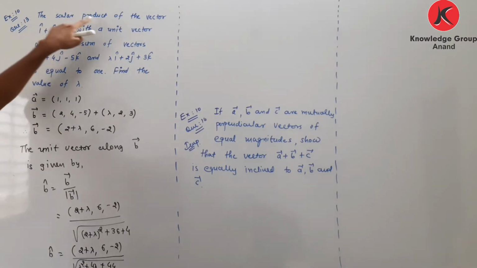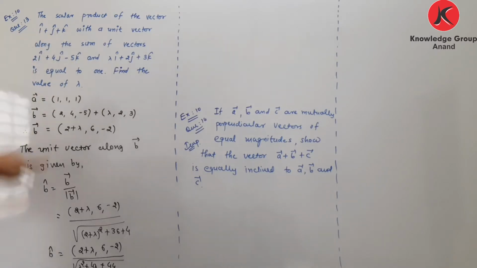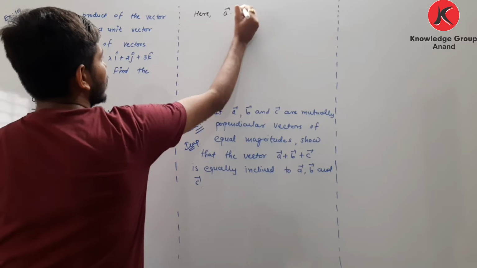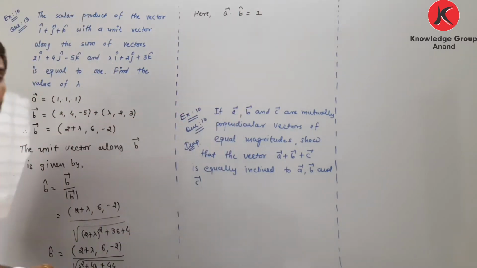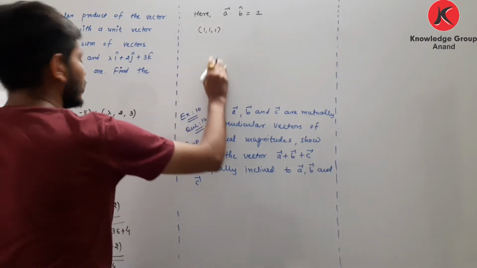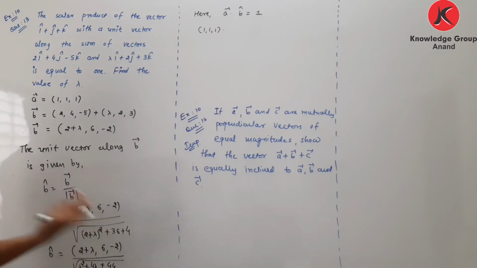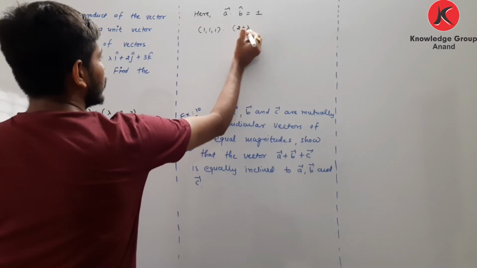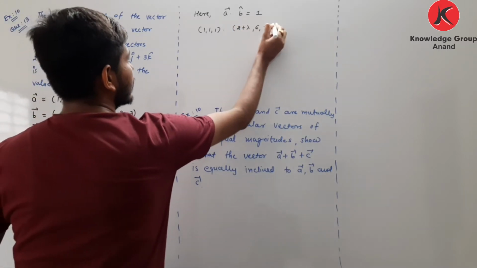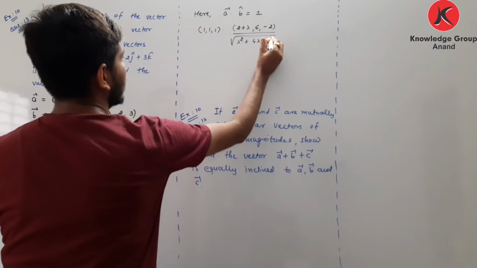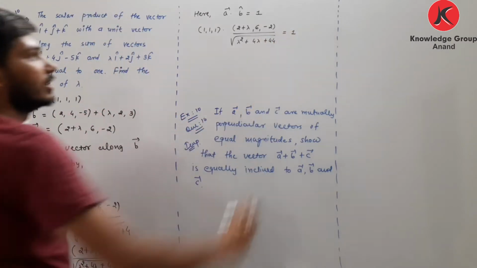Now it is given that the scalar product of vector A and B cap is equal to 1. Here, vector A dot B cap equals 1. Now what is the value of vector A? 1, 1, 1 dot B cap. So this is a constant term. You can take the constant outside, so there is no issue. Therefore we get 2 plus lambda, 6, minus 2, divided by under root of lambda square plus 4 lambda plus 44, equals 1 here.